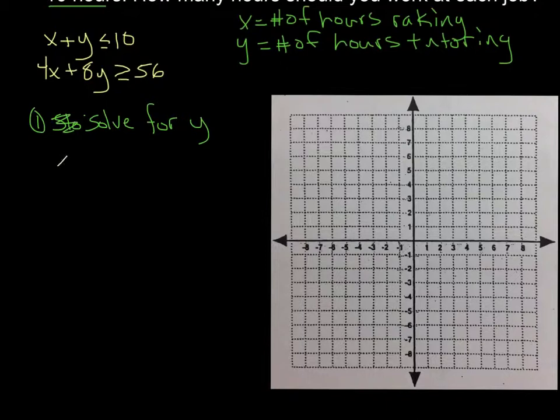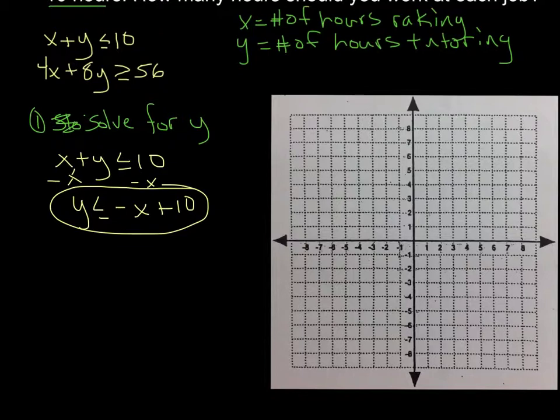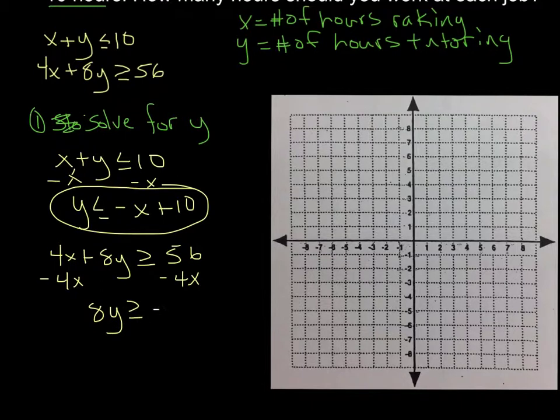So I've got x plus y is less than or equal to 10, minus x, like such. So y is less than or equal to minus x plus 10. So there is one equation ready to be graphed. Let's do the other one. So 4x plus 8y is bigger than or equal to 56. So we'll minus 4x from both sides in the usual way to get y by itself. So 8y is greater than or equal to negative 4x plus 56.